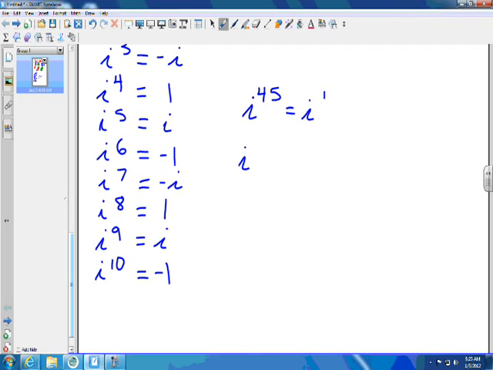So if we had i to the 38th power, does 4 go into 38? No. Does 4 go into 37? Does 4 go into 36? Yes, it goes into 36. So what's left? How many between 36 and 38? i squared, which is negative 1.